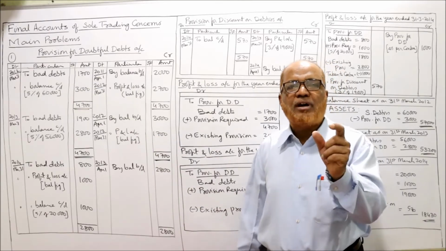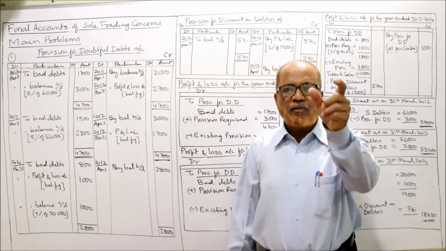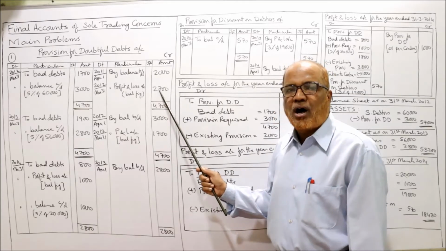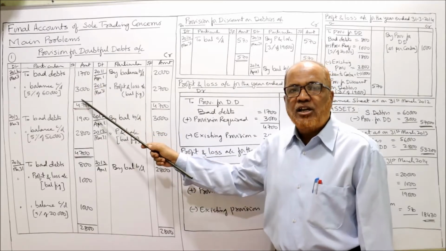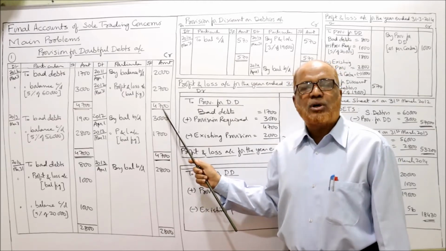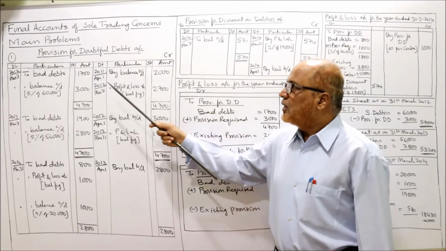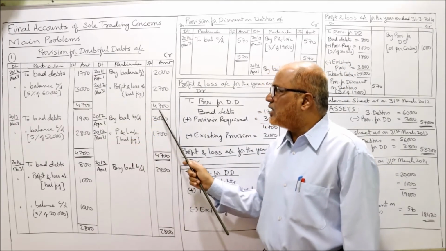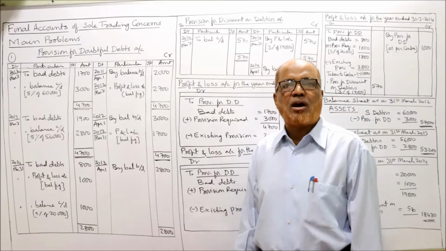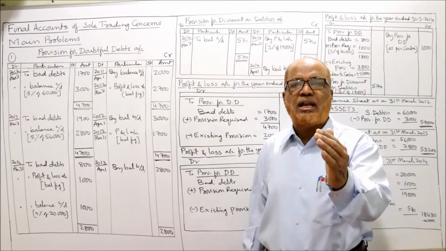Now find out the balancing figure. This balancing figure will go to the profit and loss account debit side, to provision for doubtful debts. How much did we get? 2,700. How did we get it? Bad debts add new provision, 1,700 plus 3,000, the total is 4,700. From 4,700, subtract the old provision, the opening provision of 2,000. 4,700 minus 2,000, 2,700 is the balancing figure. This will go to profit and loss account. So this is the provision for doubtful debts for the first year 2011-12.